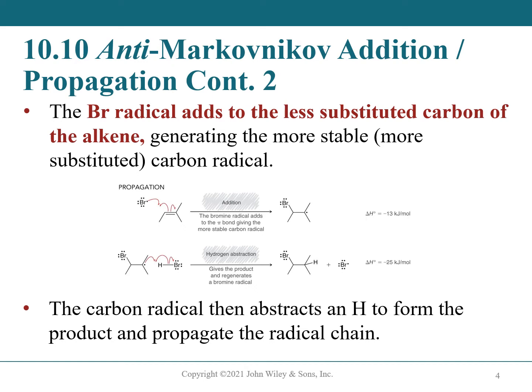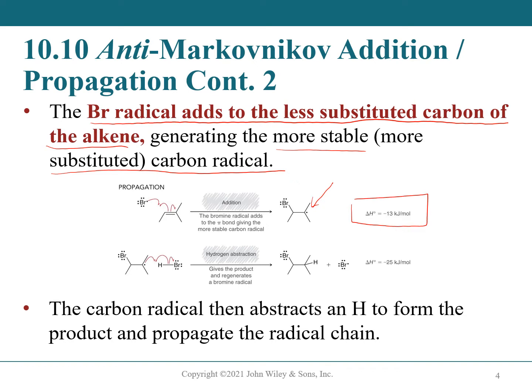Propagation continues where the bromine radical now adds to the less substituted carbon of the alkene, generating the more stable, more substituted carbon radical. So this is just showing the exact reaction mechanism from the previous slide and eliminating the secondary radical that we drew up above, because only the tertiary radical is generated. That process releases 13 kilojoules per mole of energy.